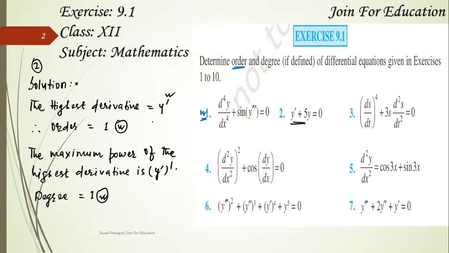Let's see the solution of question number 3. So this is question number 3. The highest derivative is this one, and the power of the highest derivative is 1. So this differential equation is a polynomial in its derivative. So this is defined for degree.